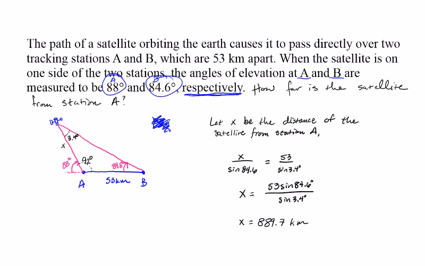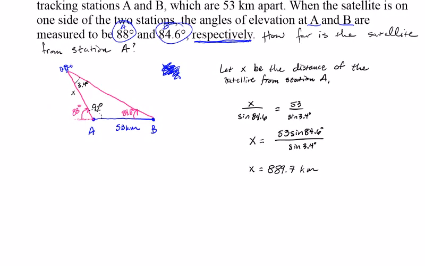kilometers. So we're going to finish our problem, make sense of our answer. The satellite is 889.7 kilometers away from station A.